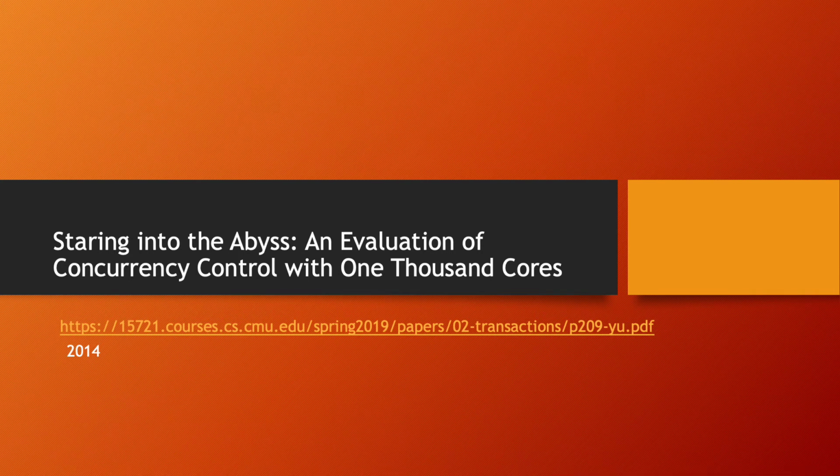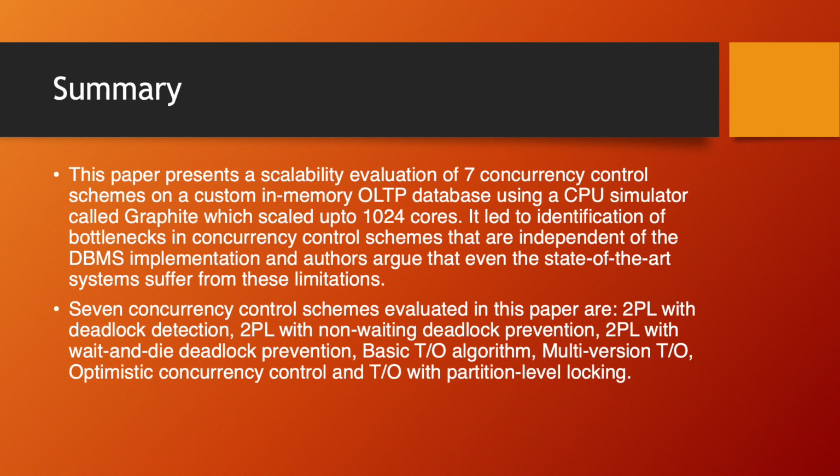Today's paper is Staring into the Abyss, an evaluation of concurrency control with 1000 cores. It's a 2014 paper. This paper presents a scalability evaluation of 7 concurrency control schemes on a custom in-memory OLTP database using a CPU simulator called Graphite, which scaled up to 1024 cores.